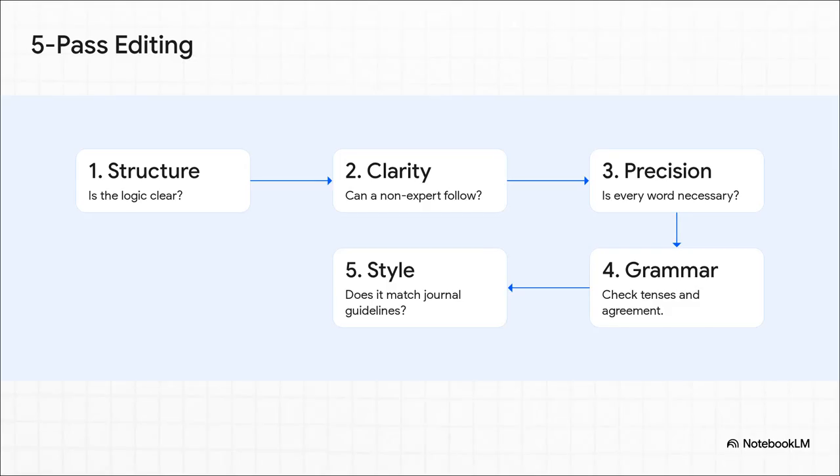To make editing feel less overwhelming, try the 5-pass method. Instead of trying to fix everything at once, which is impossible, you read through your draft 5 separate times, each with a single goal. Your first pass is just for logic. The second is for clarity. Then for precision, cutting out fluff, then grammar, and finally for style. This breaks a massive task into 5 focused, totally achievable steps.